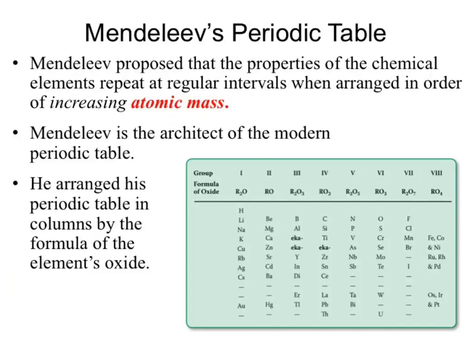And he kind of did the best organization he could do, and he took it a step further and was able to actually predict new elements. Okay, the big ones are labeled with eka in the middle.